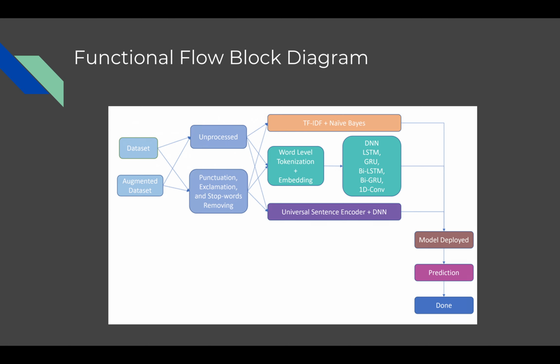This page shows my functional flow block diagram, which illustrates the flow of our experiment. As you can see, we have the original dataset and augmented dataset, and we compare the performance of applying text preprocessing on these datasets across 8 different algorithms. We aim to identify which combination of data transformation methods and algorithms produces the best results in terms of text polarity classification.